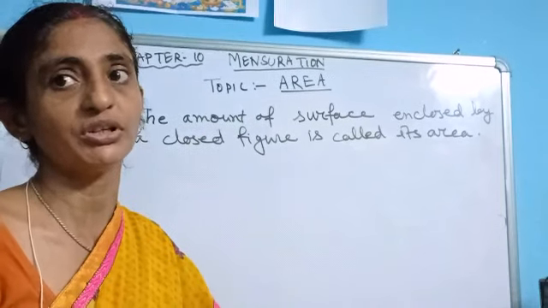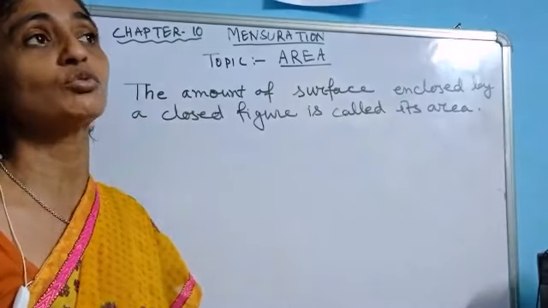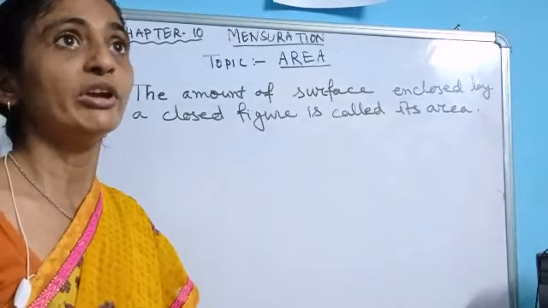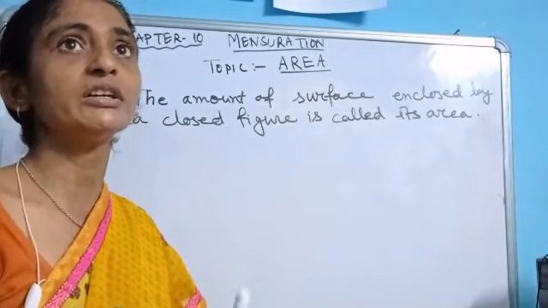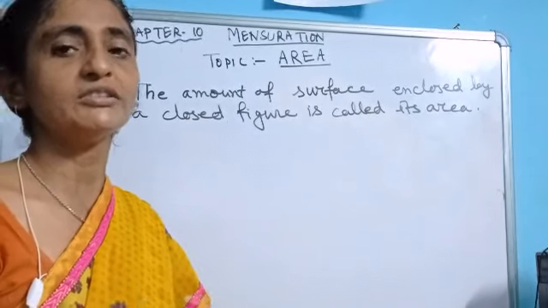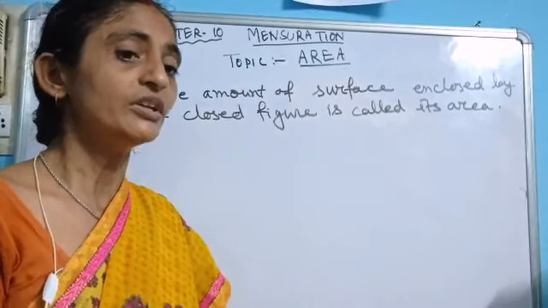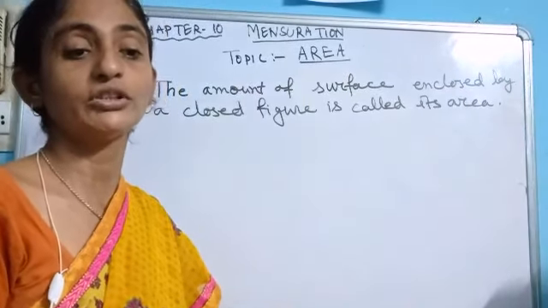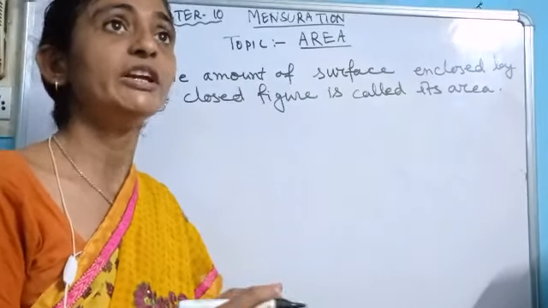So the length of the boundary of a particular closed figure was the perimeter. Now, when we are discussing a closed figure and its perimeter, that means the boundary. So what is the inside called? What is the enclosed surface of that particular closed shape called? That enclosed surface of a closed figure is called area.